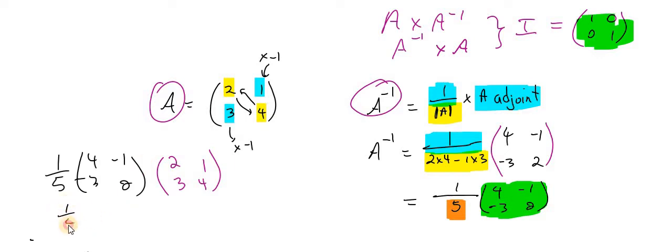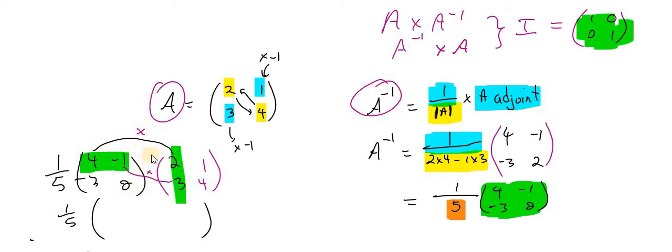All right, so we're going to keep the 1 over 5 out there and then multiply these here. So we're going to say row by column. So 4 will multiply 2, and -1 will multiply 3. First by first, and second by second, and then we're going to add the two answers. So it's going to be 4 times 2, which gives us 8, plus -1 times 3, which gives us -3.